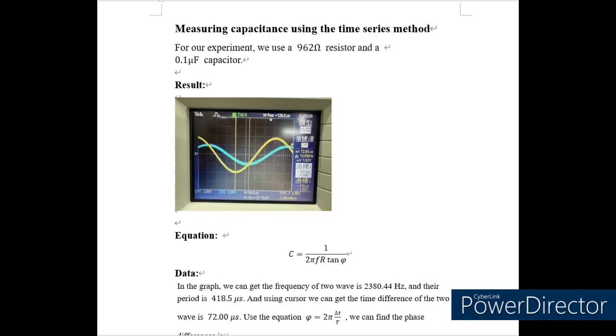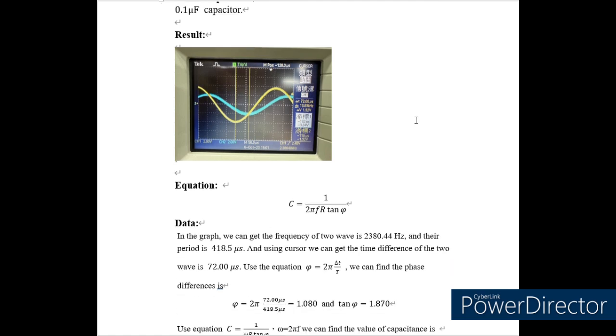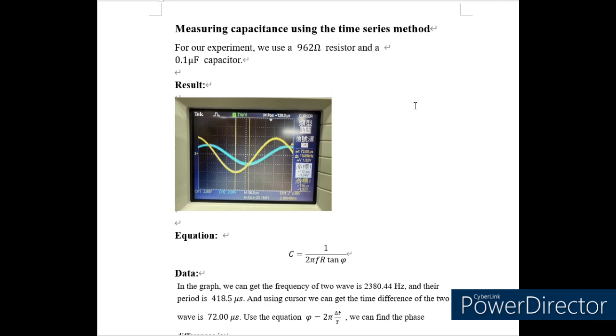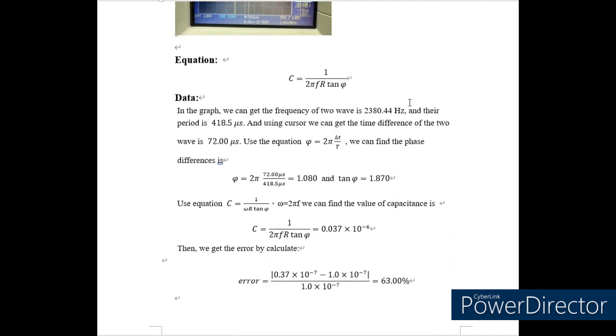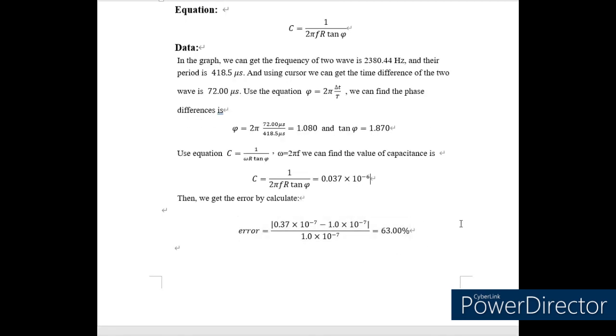And this is an experiment that is not in the TA's video, but many groups use it. In this experiment, we are going to measure capacitance using the time series method. For the experiment, we use a 962 ohm resistor and a 0.1 microfarad capacitor. And using the equation, we can get that our capacitance is about 0.037 microfarad. And then we can get the error by calculation. And the error is about 63%.